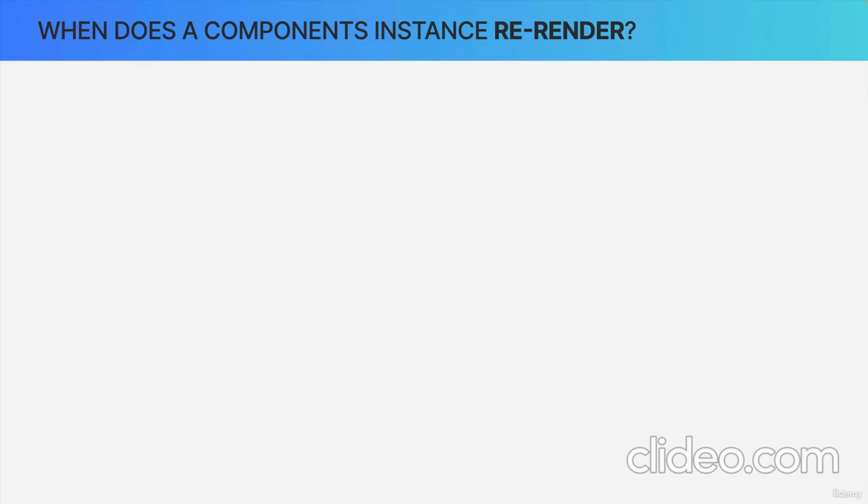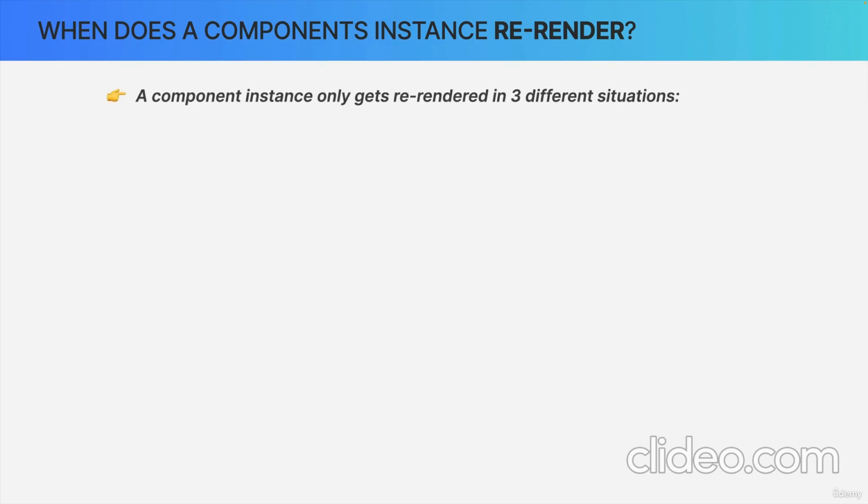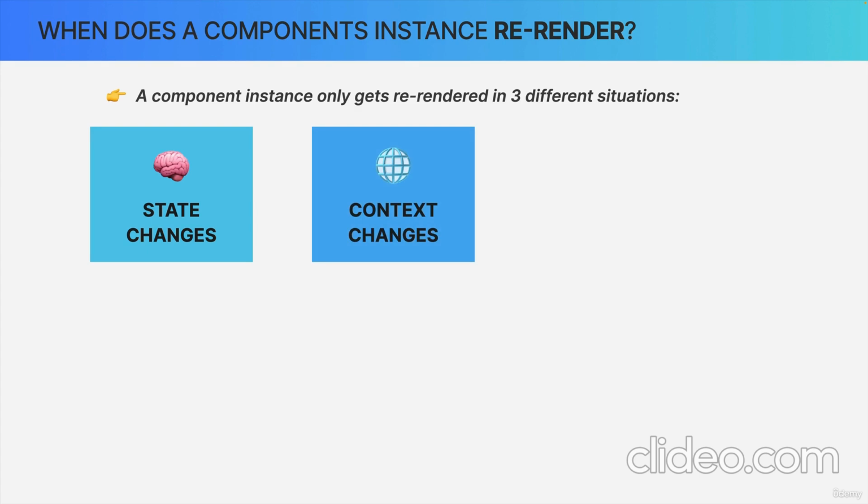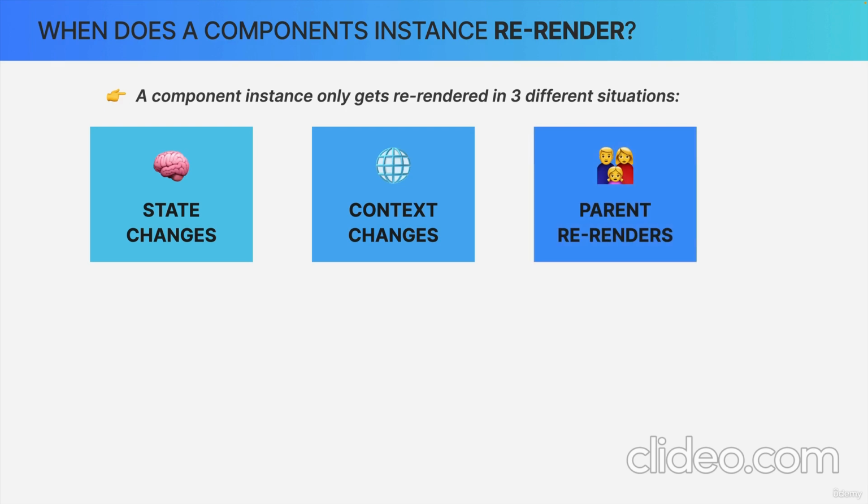So in React, a component instance only gets re-rendered in three different situations. First, when the component state changes. Second, a component instance gets re-rendered whenever there's a change in a context that the component is subscribed to. And this is exactly what we've learned in the previous section. And finally, as we learned in the section on how React works behind the scenes, whenever a component re-renders, all its child components will automatically be re-rendered as well. And so the third reason for a component to re-render is a parent component re-rendering.